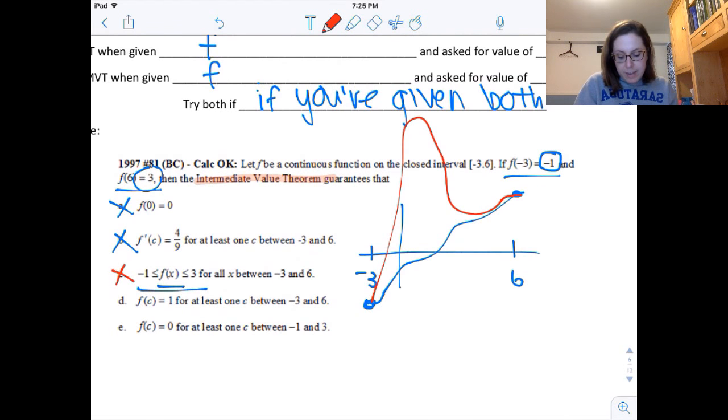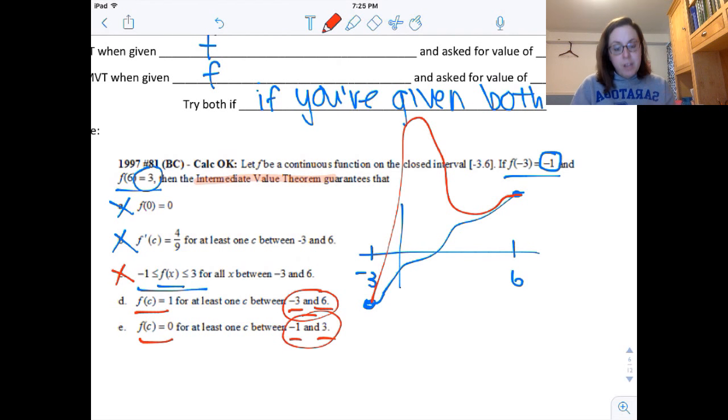Now this one says it has to equal 1 at some point between -3 and 6. And this one says it has to equal 0 at some point between -1 and 3. And it does need to equal 1 and it does need to equal 0. So what we really need to look at here is these. If we're talking about IVT, we're talking about between these x values, right? Between -3 and 6. And so it has to be D because E is talking about y values.